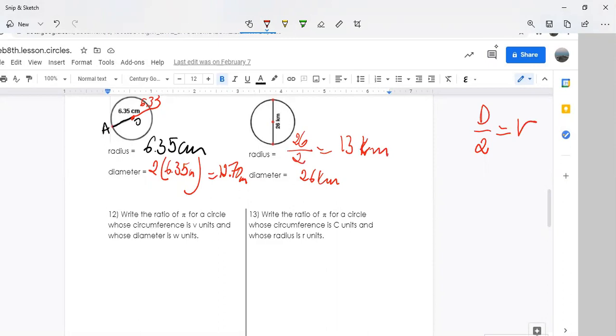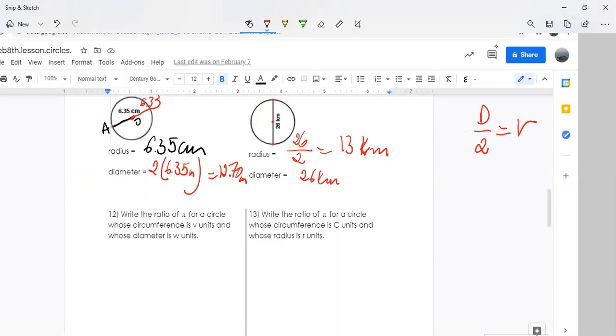Number 12 says, write the ratio of pi of a circle whose circumference is V units and whose diameter is W. Number 13 asks the same thing: write the ratio of pi of a circle whose circumference is C and whose radius is r.